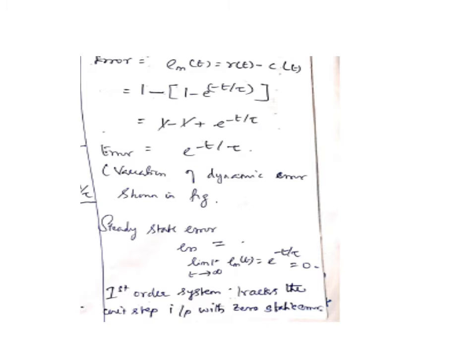That is the basic fundamental formula from maths. If an exponential has a positive sign, it is going to increase. If it has a negative sign, then it is going to decay. That too, if time becomes infinite, definitely it is going to reach zero. Therefore, using that convention, I substitute and get my steady state error equal to 0. So this is an important conclusion: a first order system tracks the unit step input with zero static error.